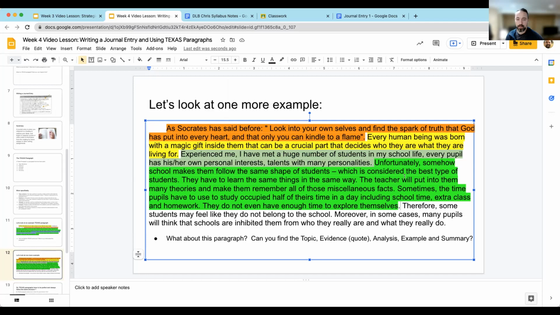So this seems like the student is really discussing the problems with education, where we just stuff information into students, and kind of trying to analyze this quote that says you should look into yourself. So here they say explore themselves, and this is related to that quote. So I think that's a really good example of how students are analyzing the quote here.